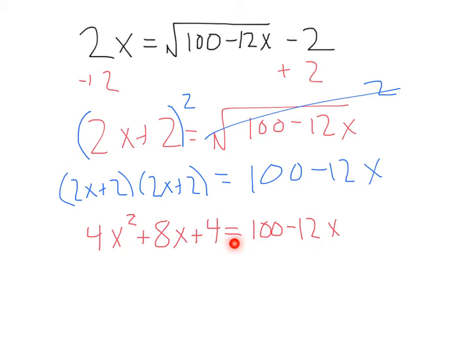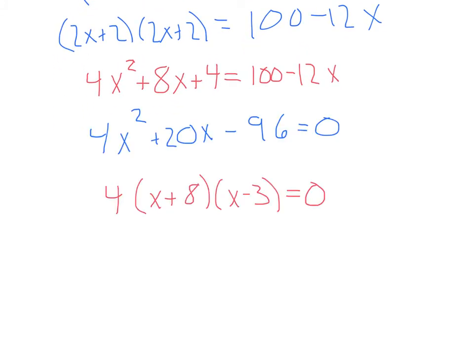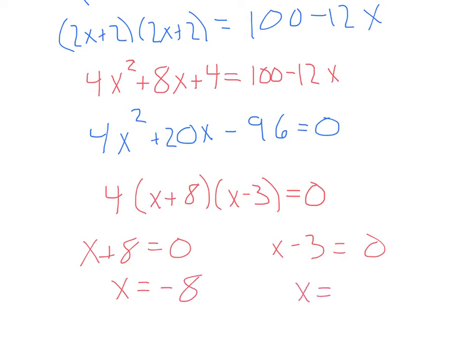Next, let's go ahead and set this equal to 0 so we can factor. We know we want to do that because we have this x squared term. That's going to give me 4x squared plus 20x minus 96 equals 0. Factoring this will bring me here. All I have to do is set each of my factors equal to 0. And that's going to give me x equals negative 8 and x equals 3.